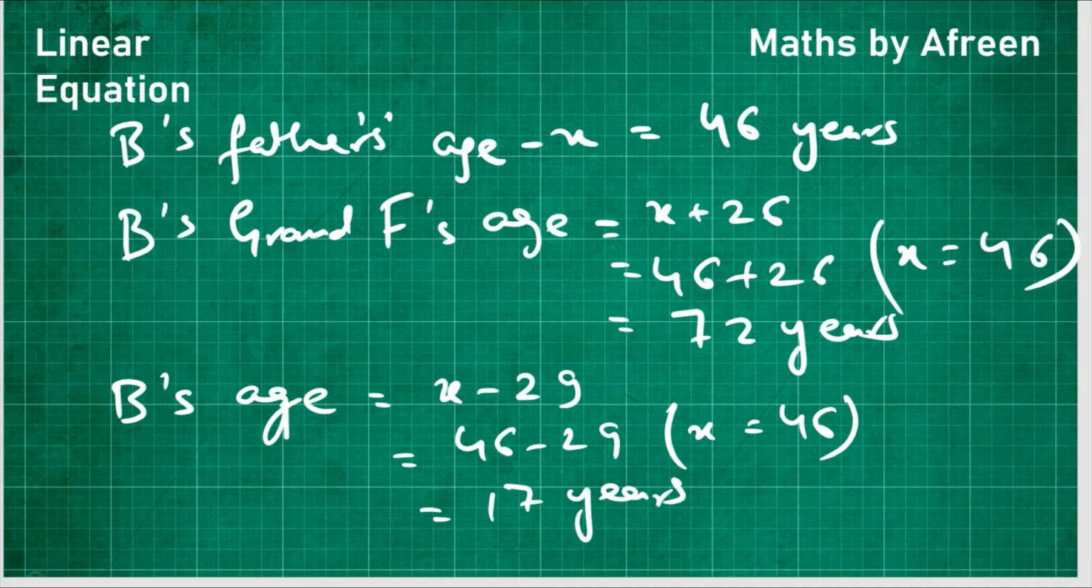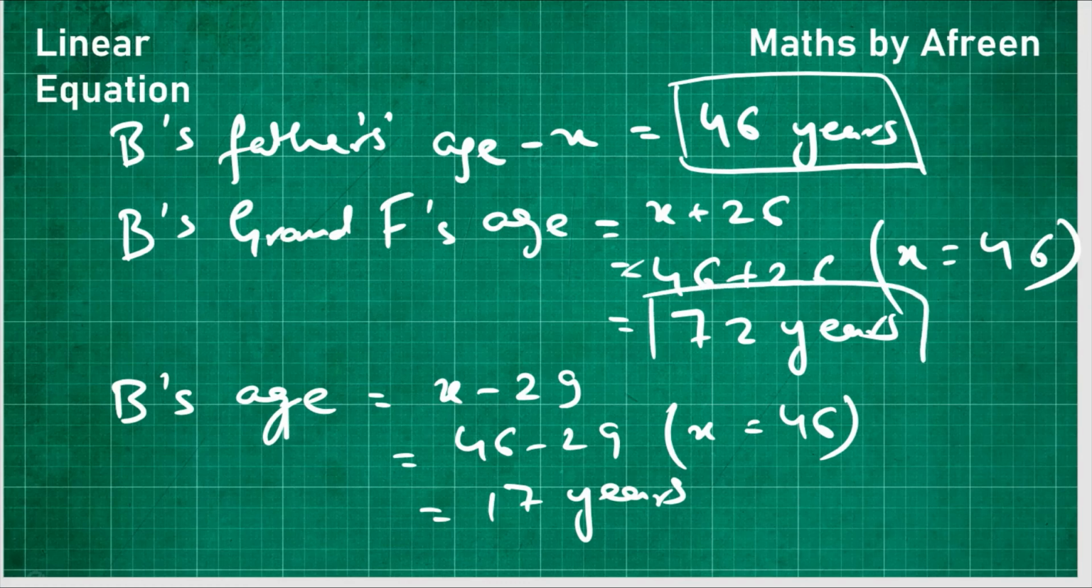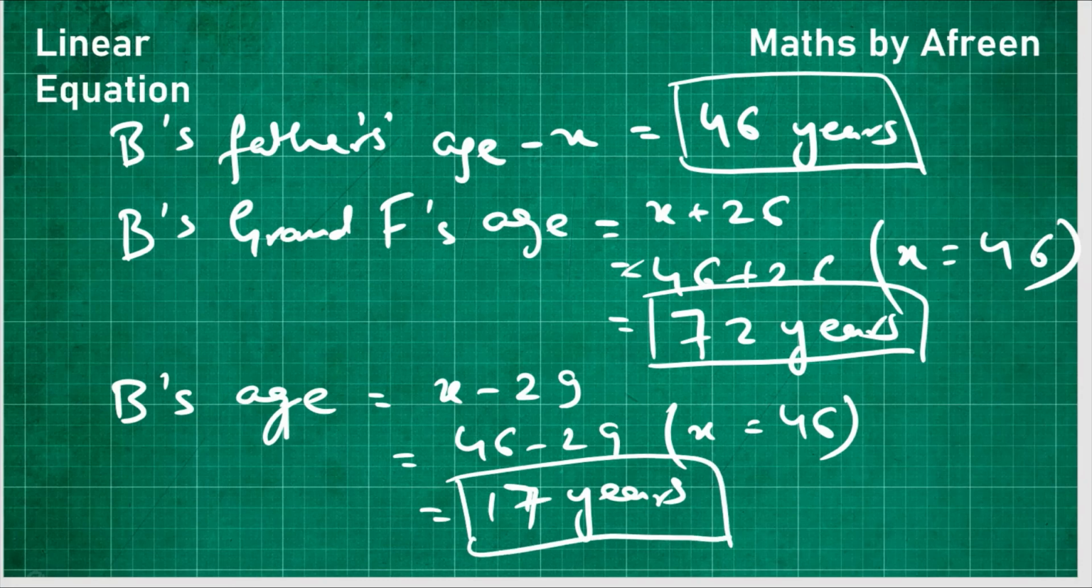So now we got all the answers. First of all, Bachung's father's age, 46 years. Next, his grandfather's age, 72 years. And third, Bachung's age, that is 17 years. So these three are our answer. This is our answer, Bachung's age. This is our answer, Bachung's grandfather's age, and this is our answer, Bachung's father's age.